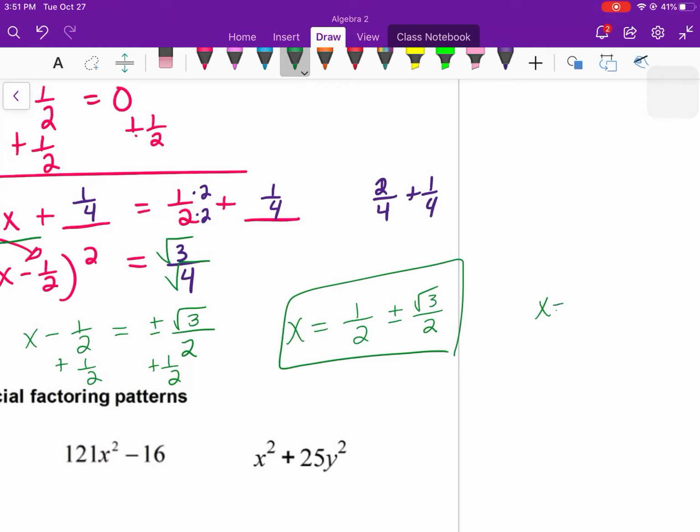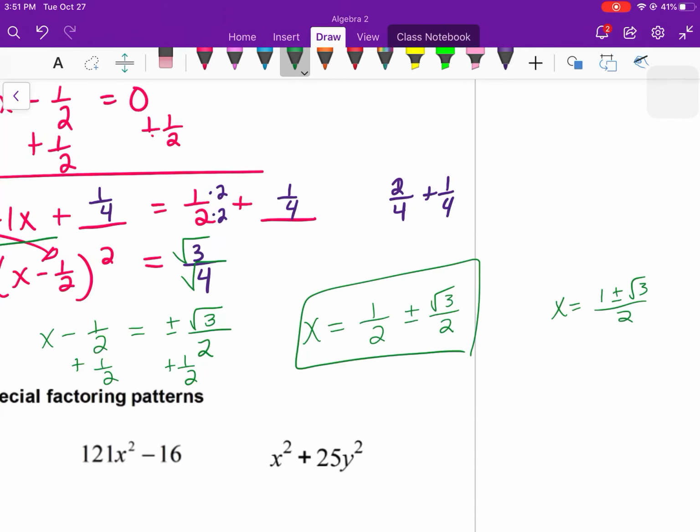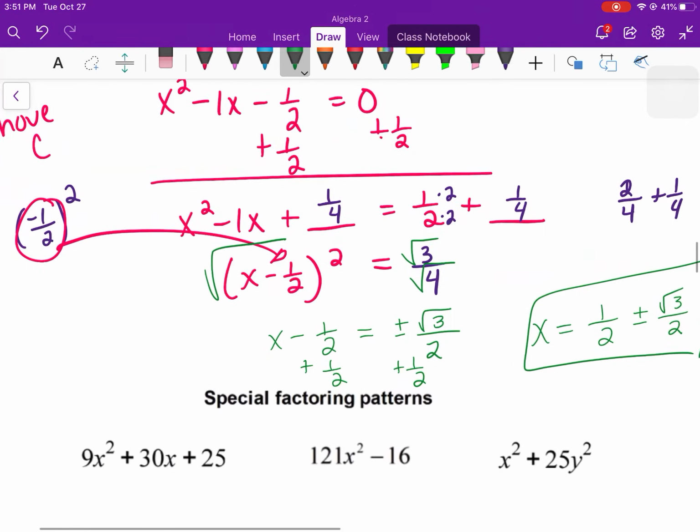Since they do have common denominators, you could write it as 1 plus or minus the square root of 3 all over 2. That would be another way to write that. But either way, it's going to be a decimal if you were to actually use the calculator to figure it out. So leave it like that.